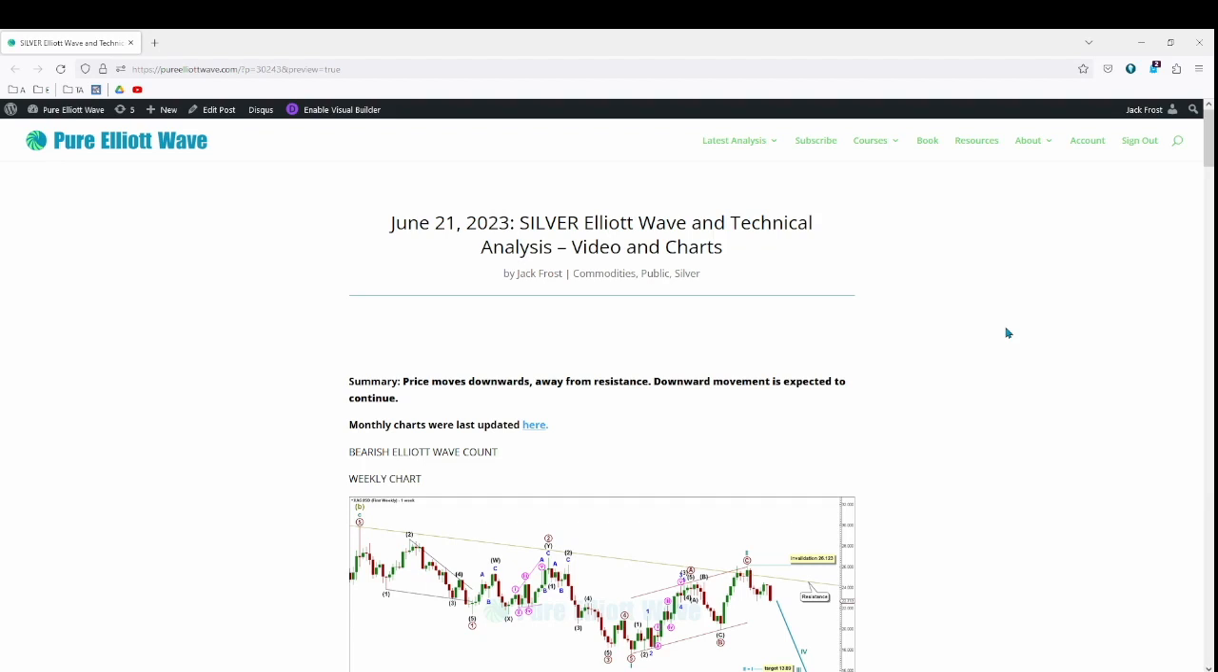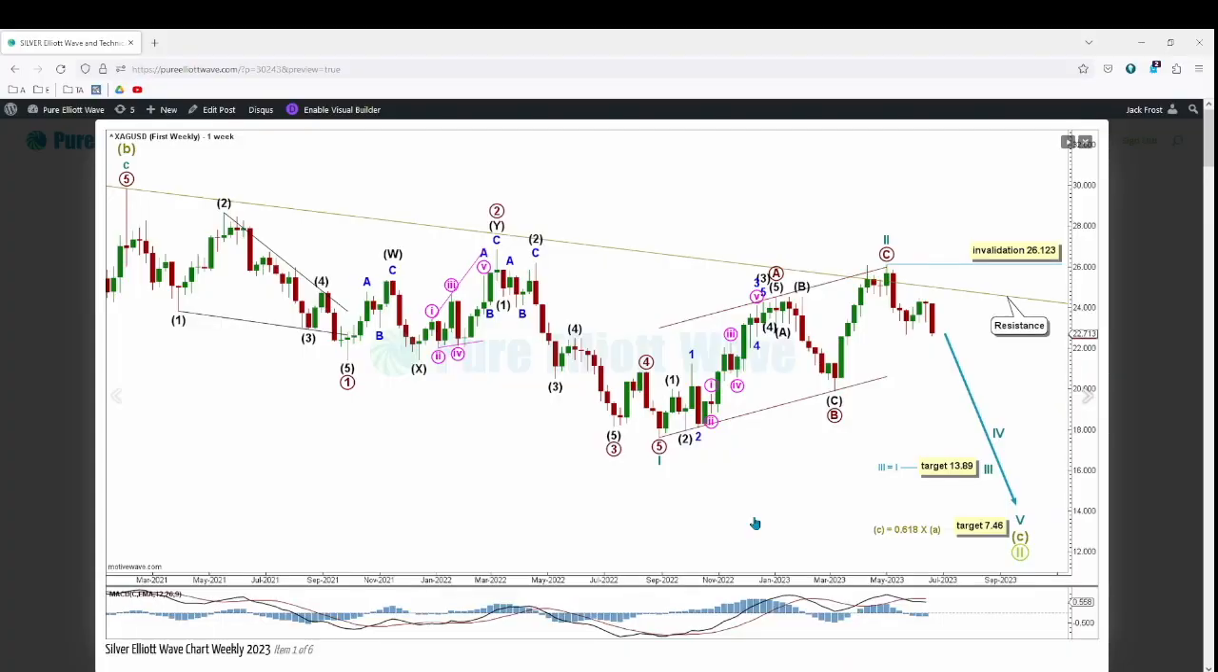Overall price has continued to move down now from resistance on the grand supercycle trend channel, and it is expected to continue. On the weekly chart here, supercycle wave C can subdivide as either an impulse or ending diagonal, and because cycle wave 1 fits well as a 5-wave structure with primary 1, 2, 3, 4, and 5, it is expected that supercycle wave C will be unfolding as an impulse.